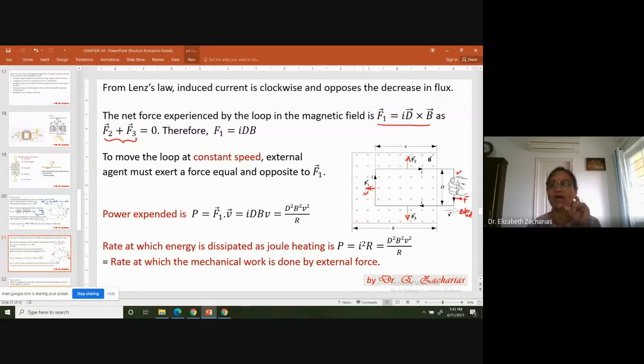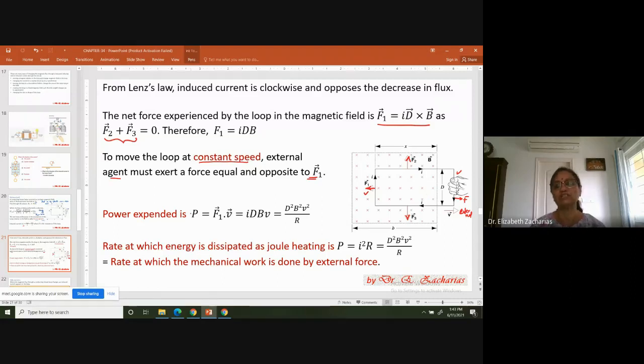And I told you something. I said that he will apply a force F so that the loop moves with a constant velocity. What does that mean? That would mean that to move with a constant speed, the force that an external agent applies must be equal and opposite to F1. Therefore, we can say that F that he is applying is equal to minus F1. Is this point clear, guys?